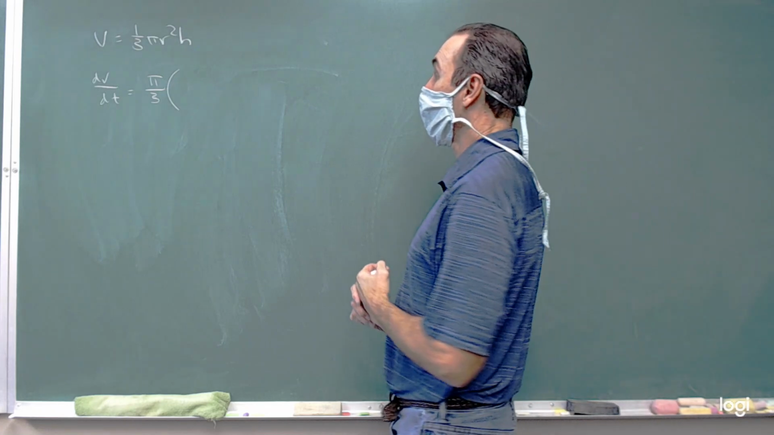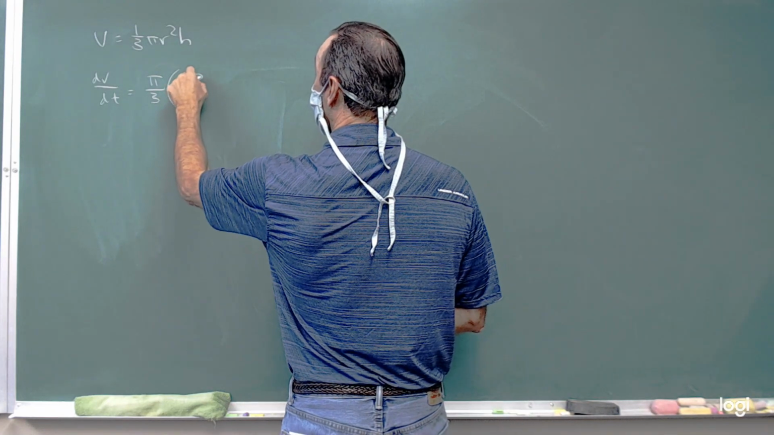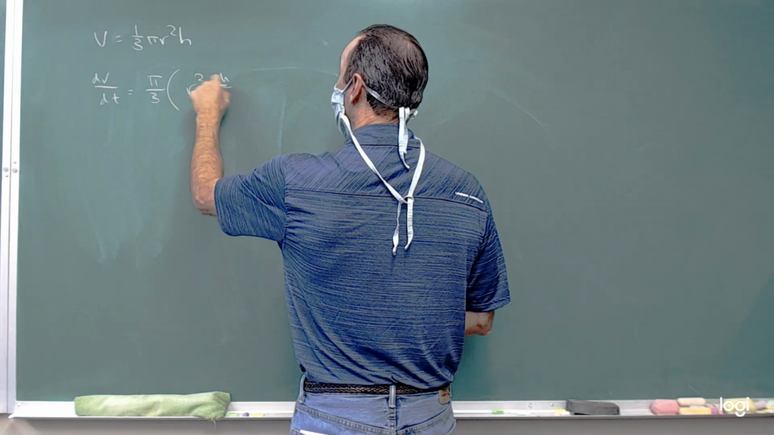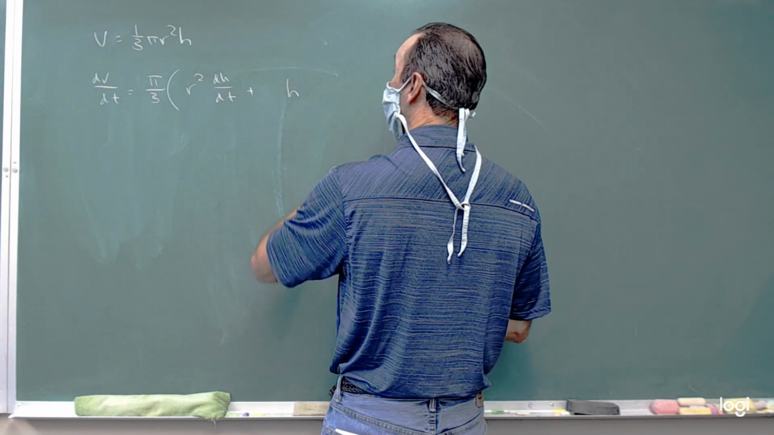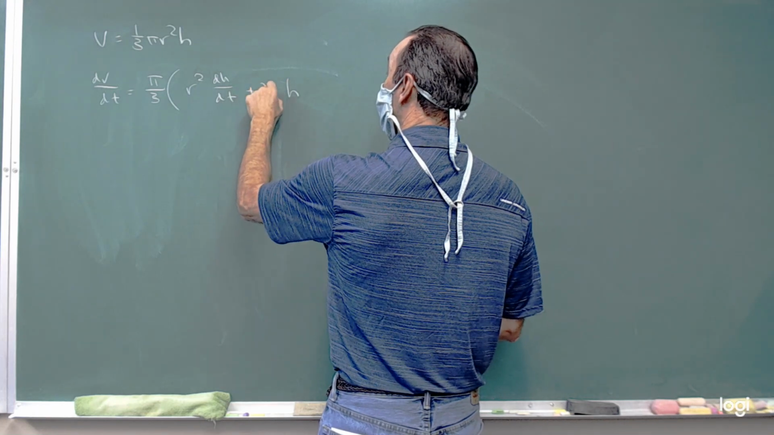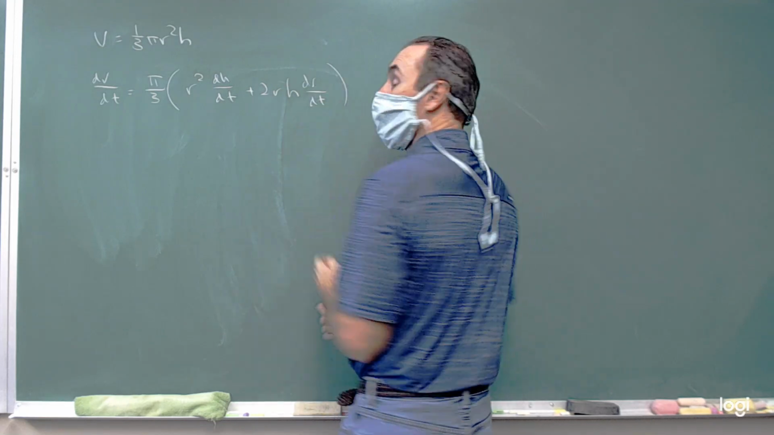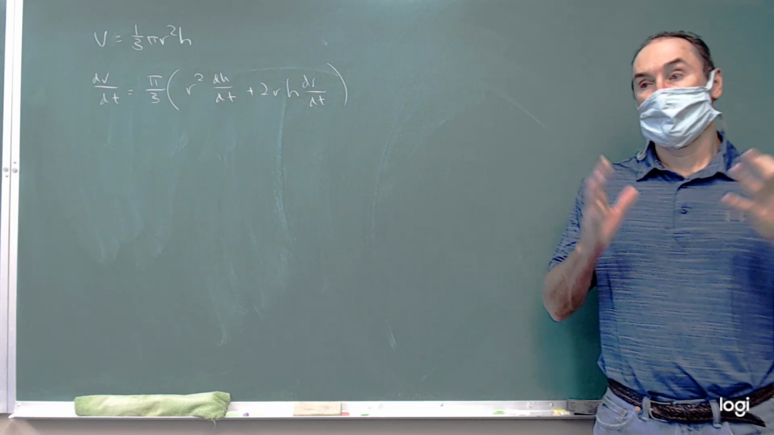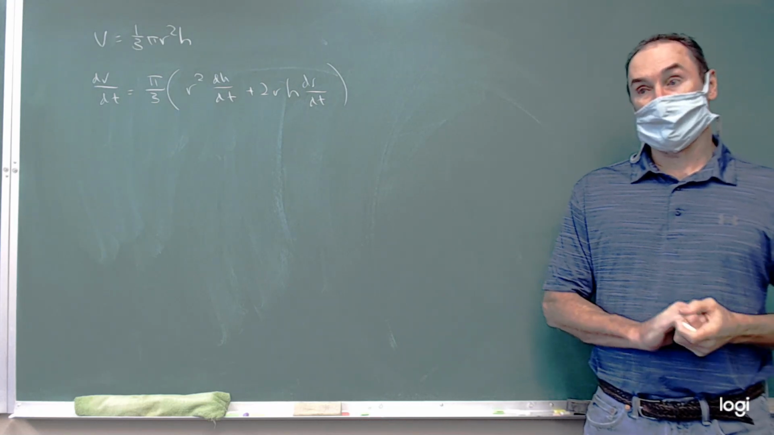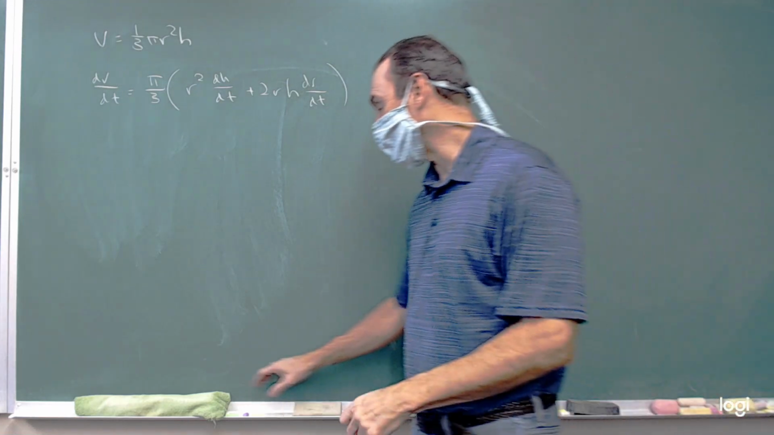Gavin? Let's see, I got r squared times dh/dt, and then plus h times 2r dr/dt. Very nice. We in agreement? Okay. So now the gloves are off and it gets serious. Let's read the next one and see if we can sort this through.